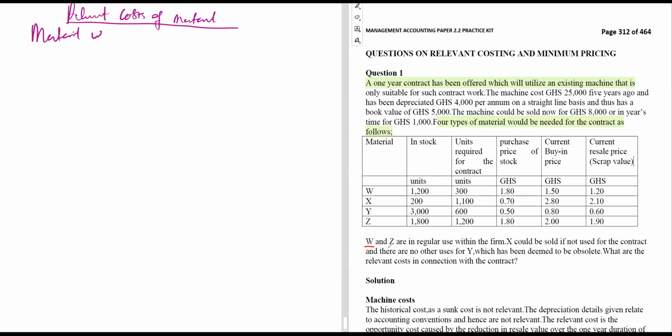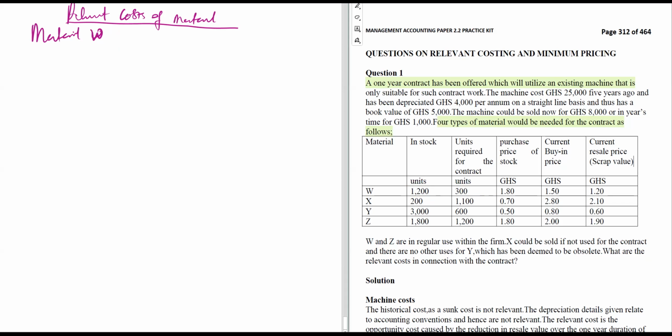They said W and Z are in regular use within the firm. Anything that is in regular use, what do we do? We replace it. Meaning this 300, we have to go and buy all, right? Yes, sir. Even if we touch the 1,200, we have to still replace. So that means all the 300 must be bought at what? We must buy at 1 cedi 50 pesewas.